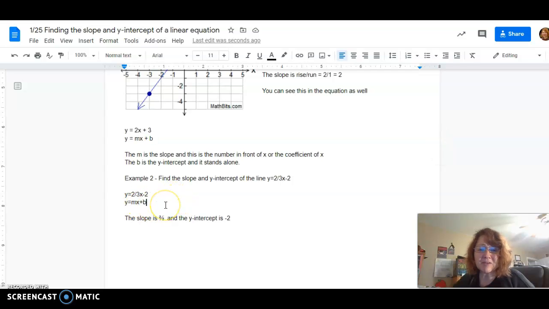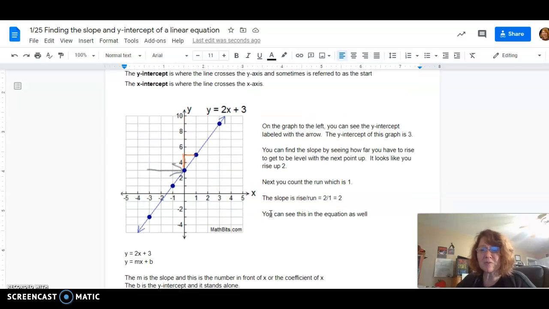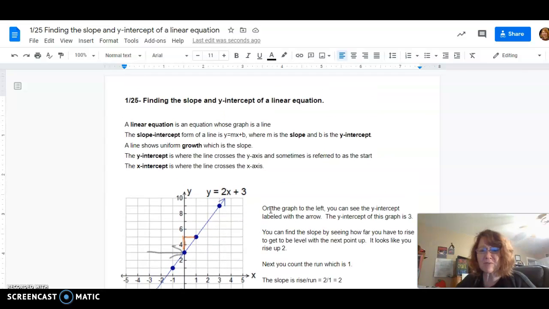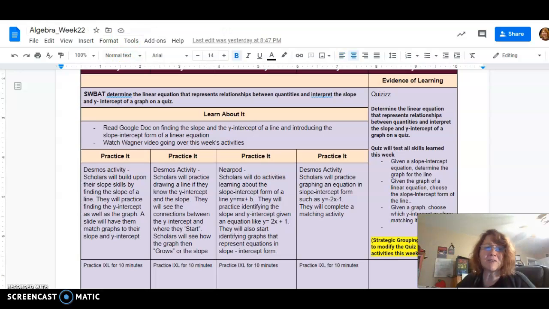And then I give you another example here. So since I'm looking at what's hanging out with its x, it's this 2/3 here. So the 2/3 is the slope, and the -2 stands by itself, right? So the -2 is the y-intercept. So hopefully you've had some exposure to this before. I've given you an overview of what you're learning this week.